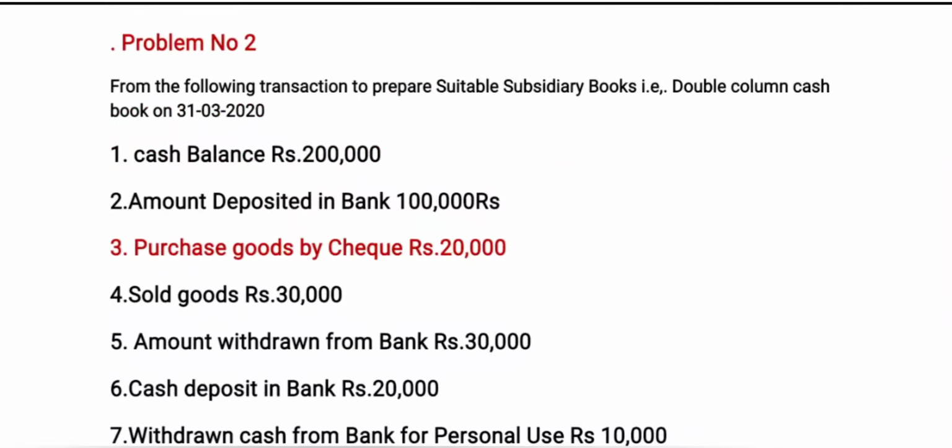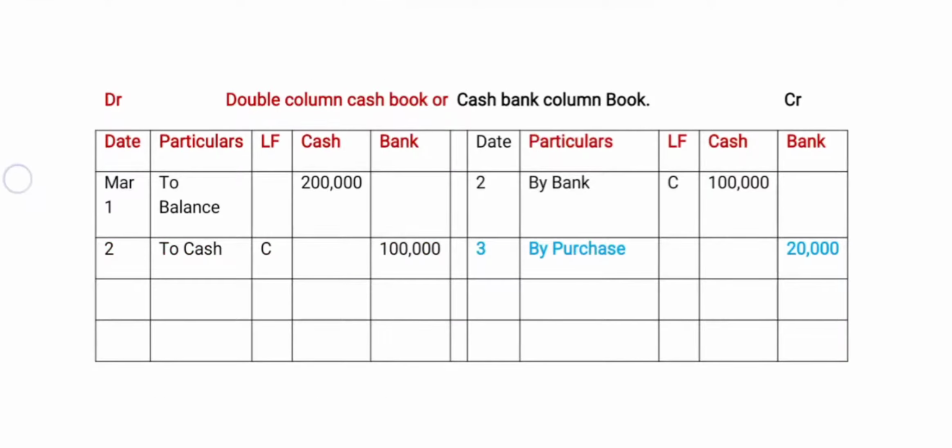March 3rd, purchase goods by cheque. Here we purchase goods with the help of a cheque. Purchase is coming into the business, so purchase account is debit, then bank account is credit. We go to the credit side of the cash book. We purchase goods. Here the amount is going out of the bank account, that's why bank account is credit. We take the amount as 20,000, and this transaction is complete.